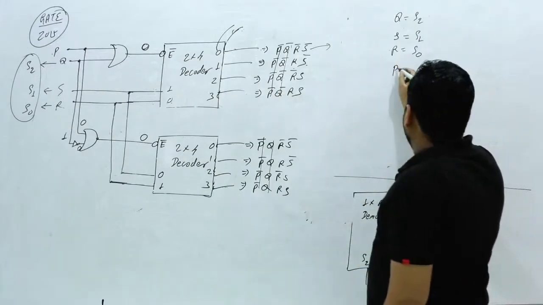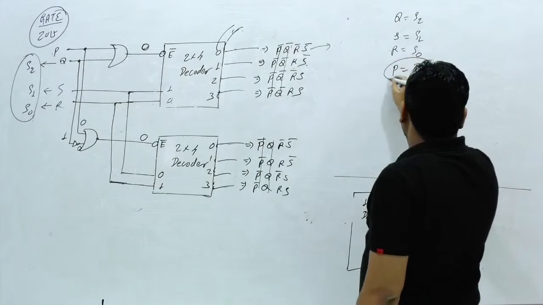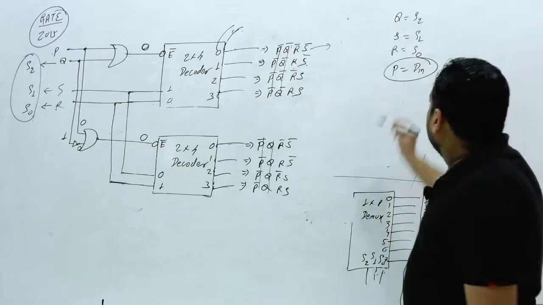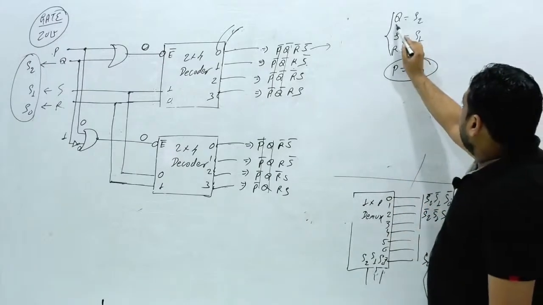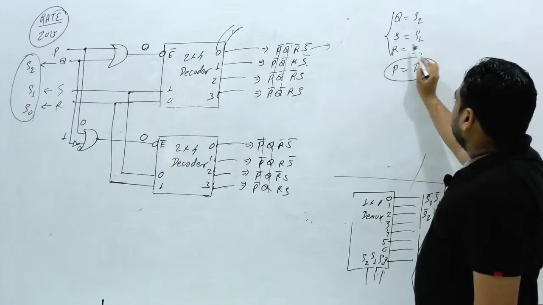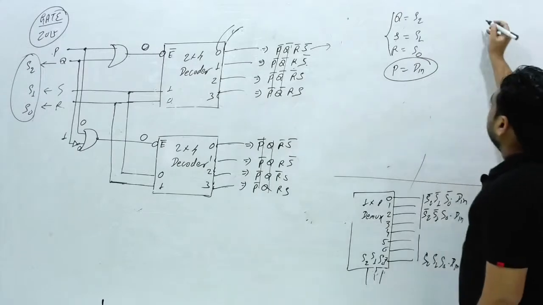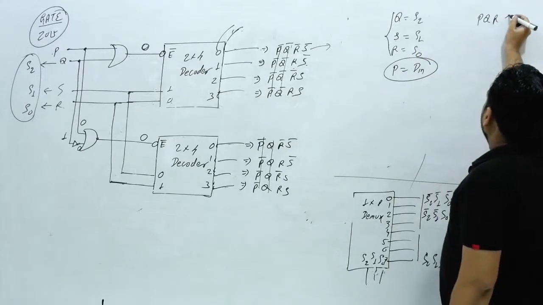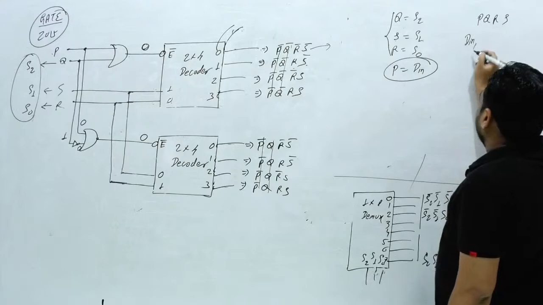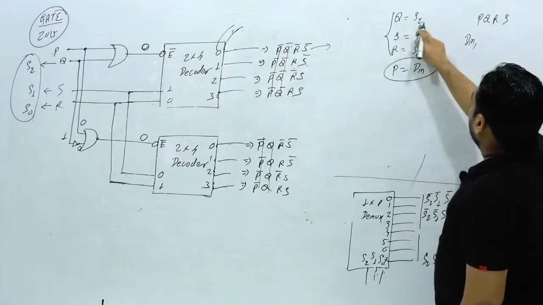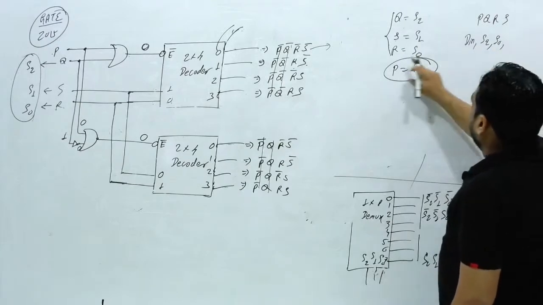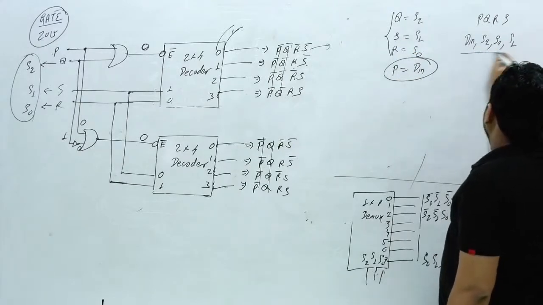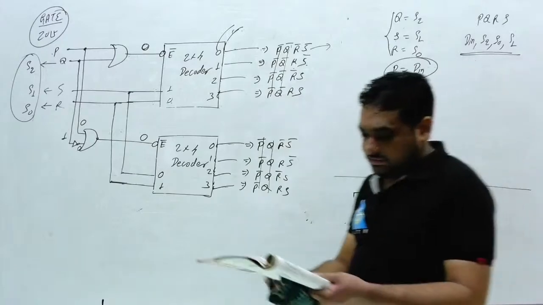So what can I say? P will be your data in. P is the data and this QRS is the selection lines. Q is the S2, the next is the S1, and R is the S0. So what is PQRS? It is nothing but first data is D in, second Q, Q is the S2, R is the S0 and S is the S1. So this will be the answer: D in, S2, S0, S1.